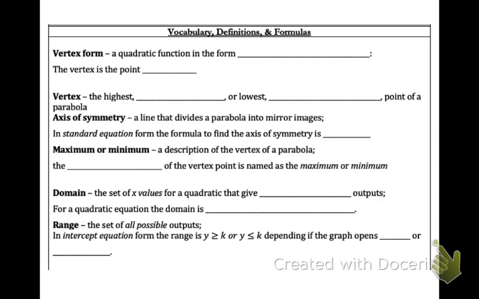So vertex form. This is a quadratic function in the form y equals a times the quantity x minus h squared plus k. You've seen this before. You know that a, h, and k are constants, and that you can find the vertex by picking out the numbers of h and k. The vertex of a parabola is the highest, either the maximum point of the parabola, or the lowest, the minimum.